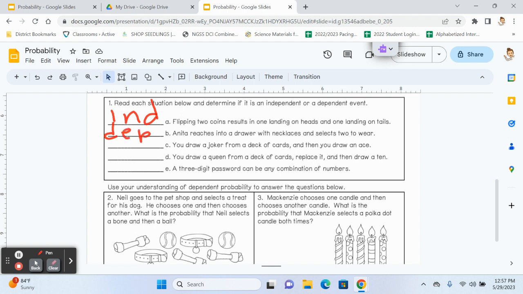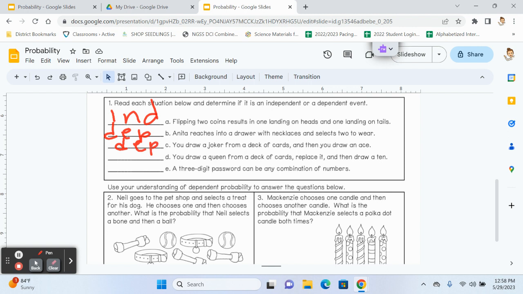It's a dependent trial. The next one: you draw a joker from a deck of cards and then you draw an ace. So you've got 54 cards because the jokers make it. There's 2 jokers in the deck. So I draw a joker. I don't put it back. So I'm left with 53 cards and then I draw an ace. This one says nothing about replacing it. So now I have less to choose from. So the chance of me drawing an ace depended on what happened the first time. So we're calling that one dependent.